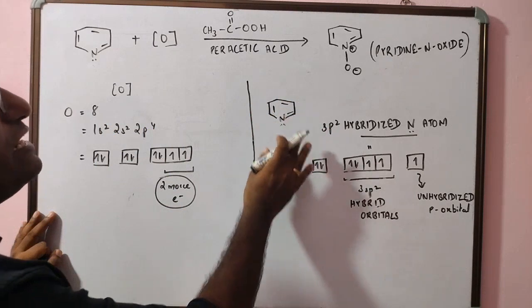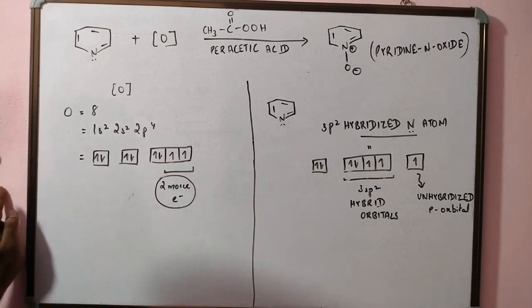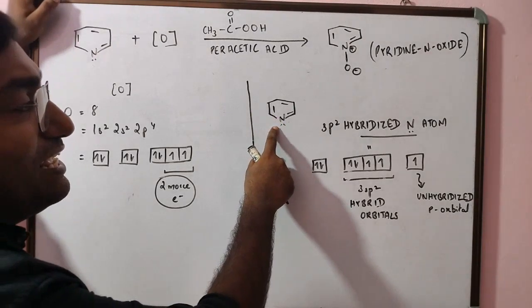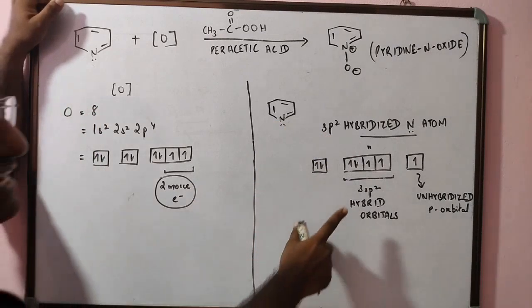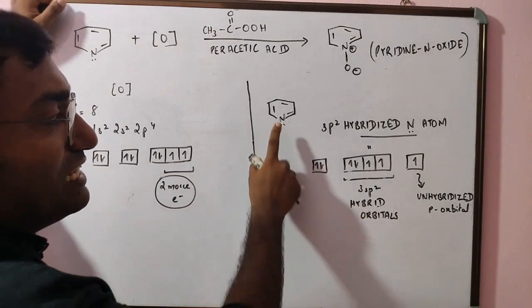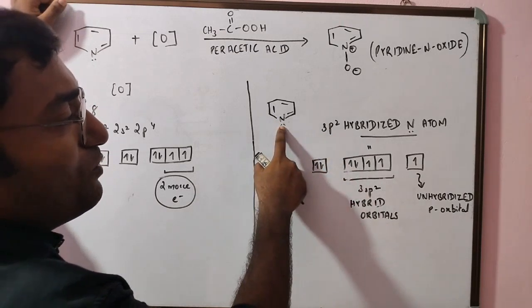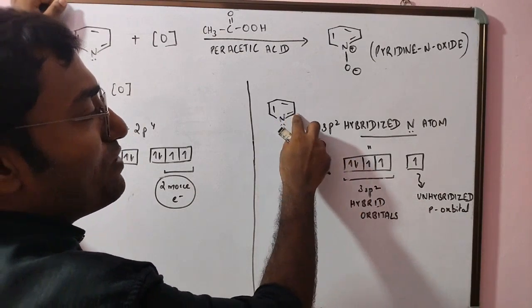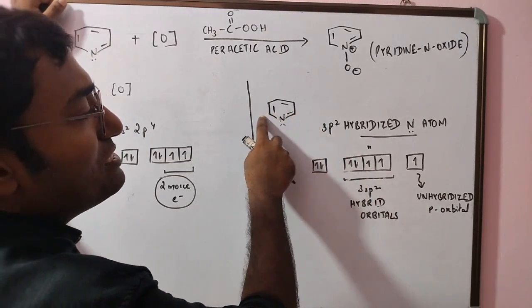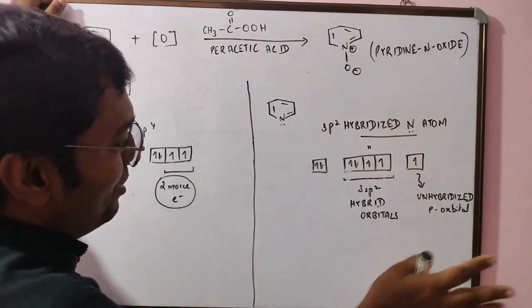The nitrogen atom in pyridine has already completed its octet and it is in no need of any kind of bond formation. The nitrogen atom here is sp2 hybridized. sp2 hybridized means that there are 3 sp2 hybrid orbitals in this nitrogen. One of the sp2 hybrid orbitals consists of the lone pair of electrons. The other 2 sp2 hybrid orbitals are overlapping with the sp2 hybrid orbitals of carbon atoms on either side, forming the sigma covalent bond.